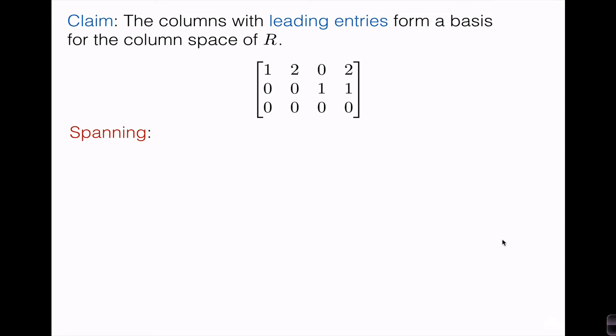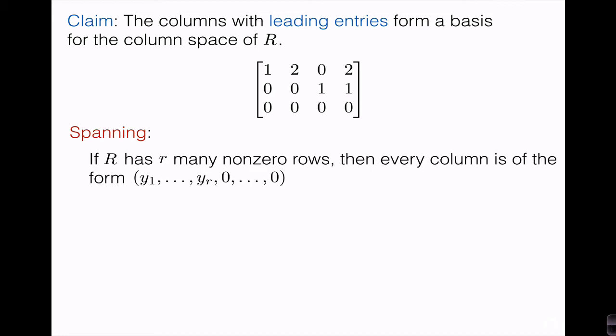Now let's see why the pivot columns span the columns of R. So say that R has little r many non-zero rows. So in our example here, R has 2 non-zero rows, so little r would be equal to 2. And notice that every column is of this form. So it can have some arbitrary entries in the first r coordinates, y1 through yr, but after that it has to be 0. So in our example here, the third coordinate of every column vector is 0.